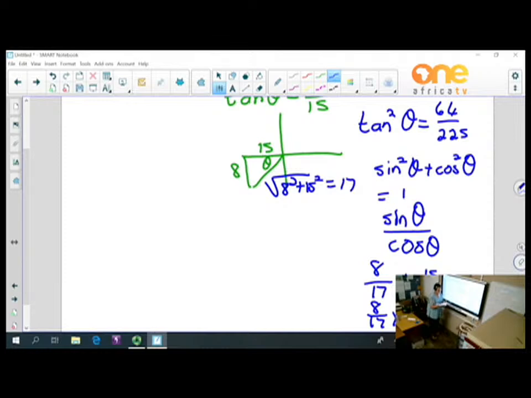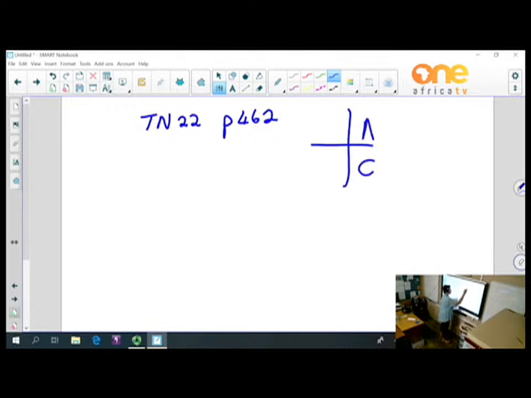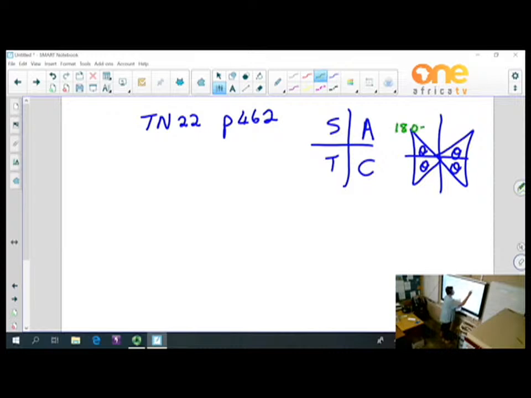Now, there's some more explanations on page 462. And now we're looking at Try Now 22 on page 462. Okay, so the two things that we work with now are CAST and the butterfly story. This is what we're going to deal with here. Remember we said this one is 180 minus theta, 180 plus theta, 360 minus theta. That's what you're using now.